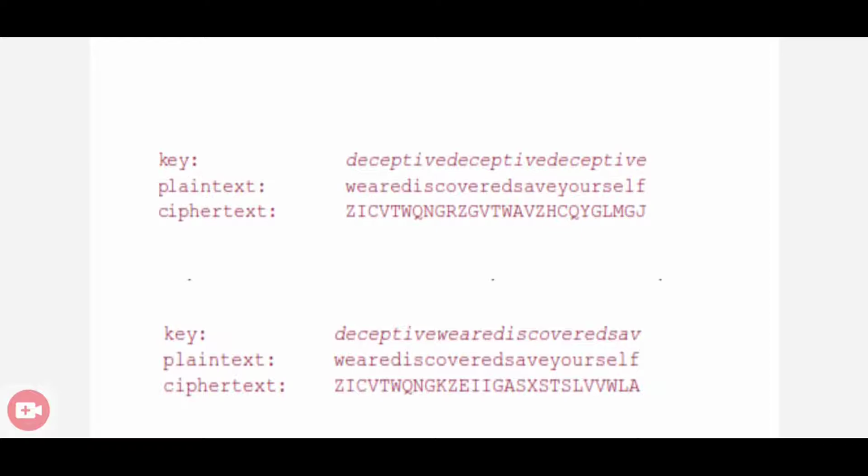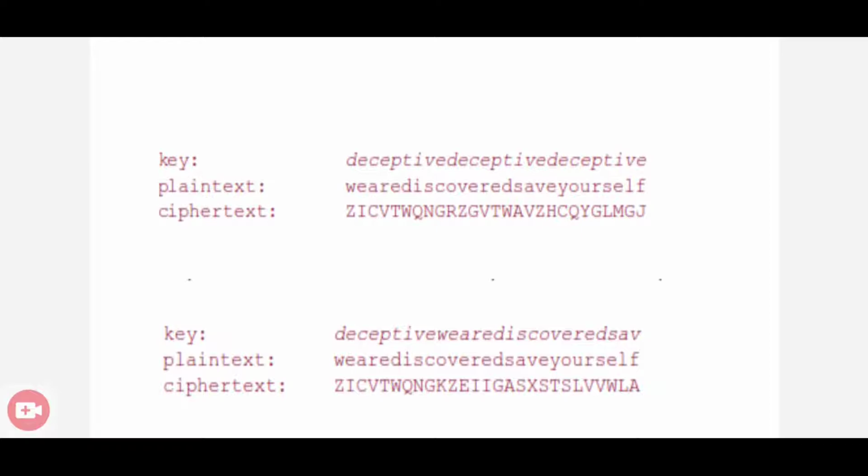The first letter of the plain text is W. And the first letter of the key is D. By using W and small d, we get Z as the cipher text from the Vigenere table. Clear? This is the first mechanism of the polyalphabetic cipher. And in the second figure, you can see we have the plain text same as the previous one, that is, we are discovered, save yourself. And the key is the word deceptive.